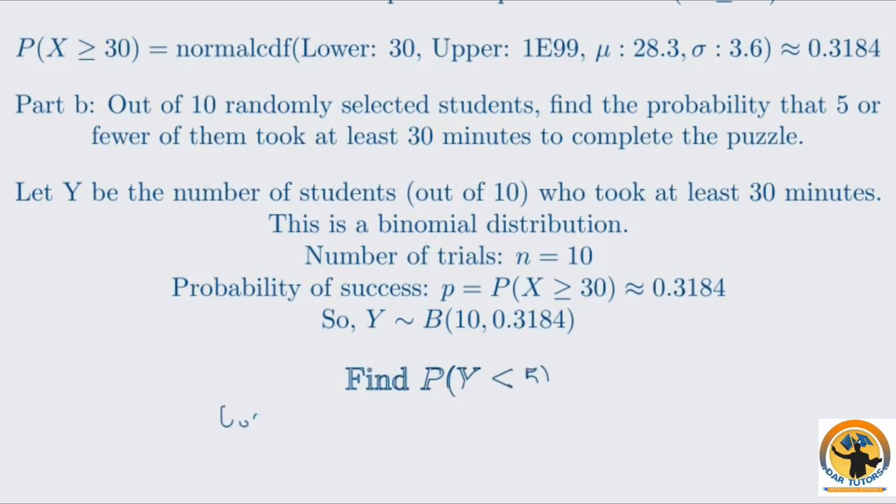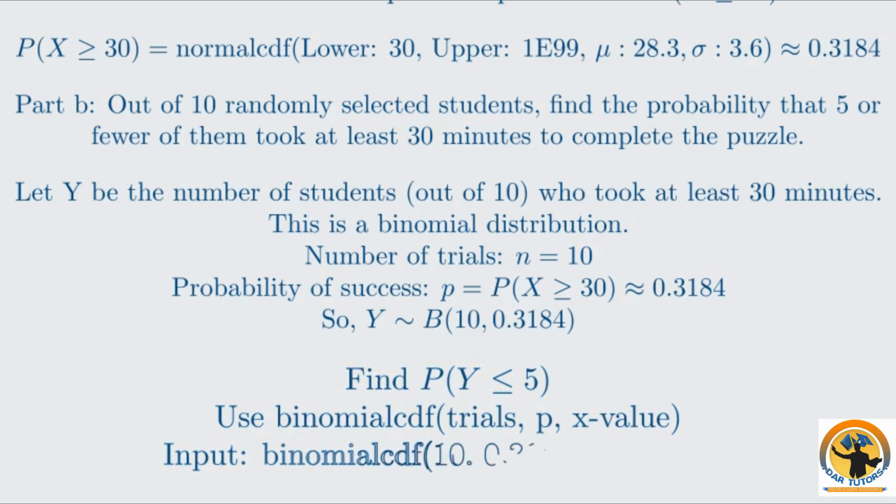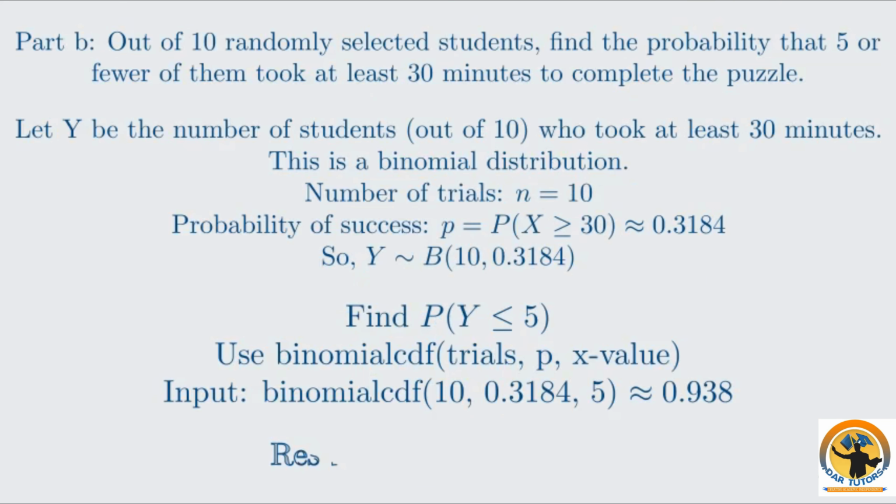We need to find P of Y less than or equal to 5. We use the binomial CDF function on our calculator, which calculates cumulative binomial probabilities. We input n equals 10, p equals our calculated probability of 0.3184, and the x value of 5. The result is approximately 0.938. This means there's a 93.8% chance that 5 or fewer students will take at least 30 minutes. This example beautifully illustrates how concepts are interconnected in HL mathematics. The normal distribution gave us the probability of an individual event, which then became the success probability for a binomial distribution involving a group.